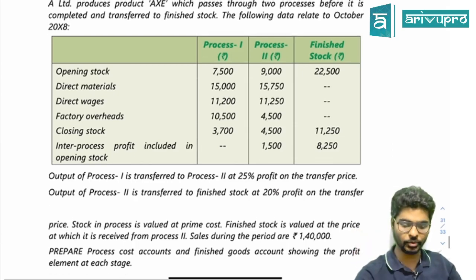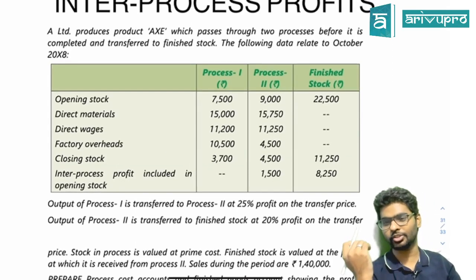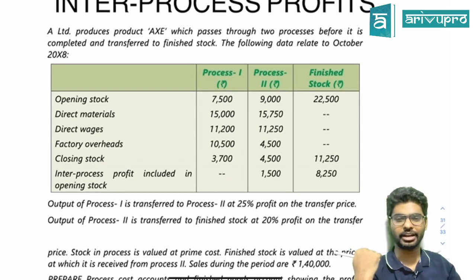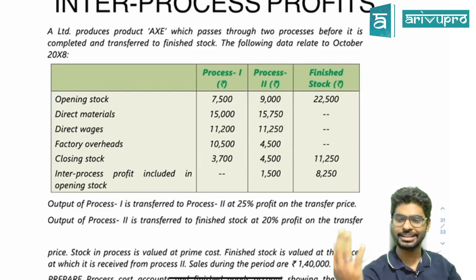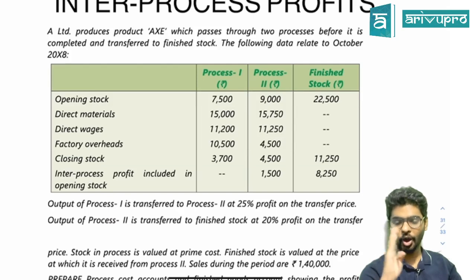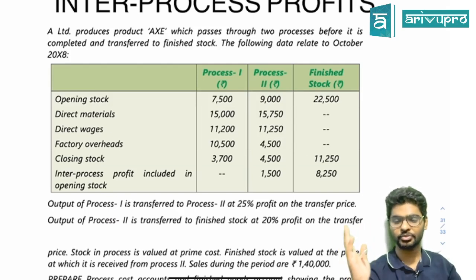Let me just read the question carefully. A limited product X passes through two processes before it is completed and transferred to the finished goods. So what is happening? Process 1, process 2, and then it is going to go to finished goods, and then it's going to get sold. Output of process 1 is transferred to process 2 at 25% of the transfer price.